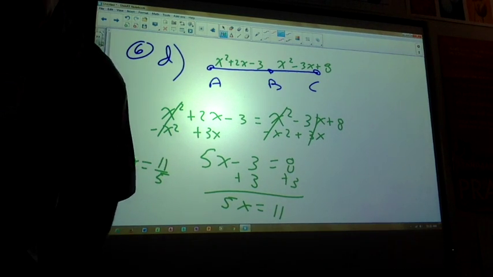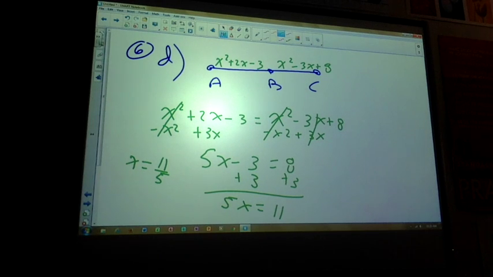And were we just finding x? Yep. There we go. Anything else on that page up to number 7?